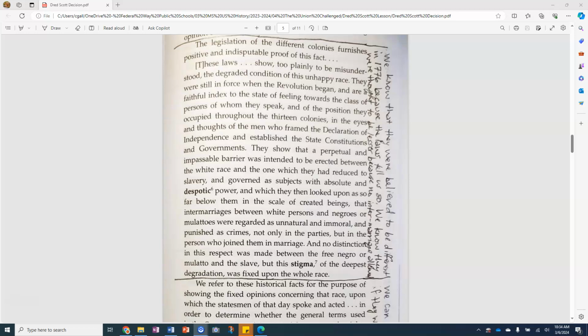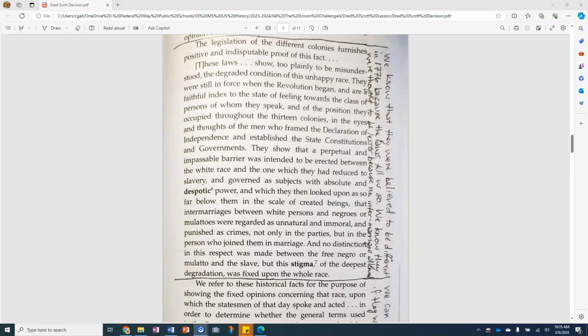All right, so we're going to pause there again. So the legislation of the different colonies furnishes positive and indisputable proof of this fact. He's talking about the laws. He's making an appeal to the laws of the colonies at the time. He says those laws show far too plainly to be misunderstood. So we can see it clearly, the degraded condition of black people. Right? It says these laws were still in force when the Revolution began, and are a faithful index.